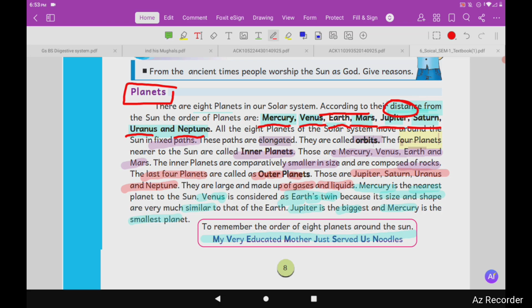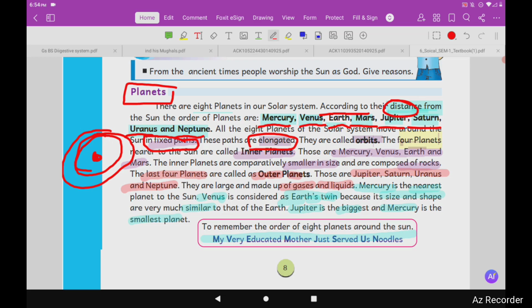These 8 planets move around the sun in a fixed path. This fixed path is elongated, meaning like an oval shape. If this is the sun, all the planets revolve around the sun like this in the fixed path. This fixed path is called an orbit, elongated, that means like an oval. Those are Mercury, Venus.